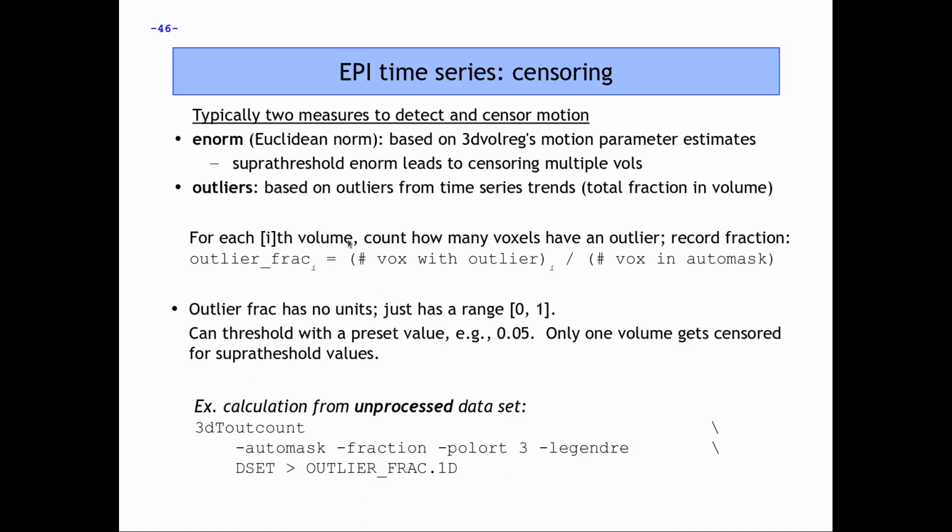So what we could do is within a given mask of the EPI dataset, we could count the number of outliers, and that ratio will be between 0 and 1, and that tells us the fraction of outliers in that volume. We can use a preset value, let's say 0.05, which would mean that we'll censor any volume that has 5% or more of outliers in it. And note that we calculate the outliers before we shift and rotate and move around the data set. So this is calculated initially from the unprocessed data. And in this case, it's not a difference between adjacent time points. So we only censor one volume based on this.